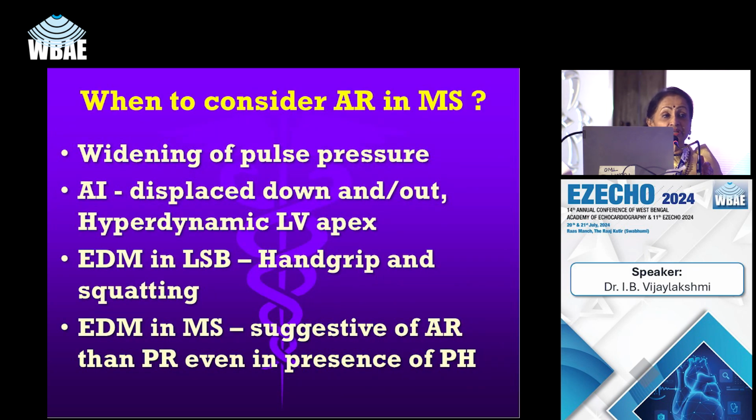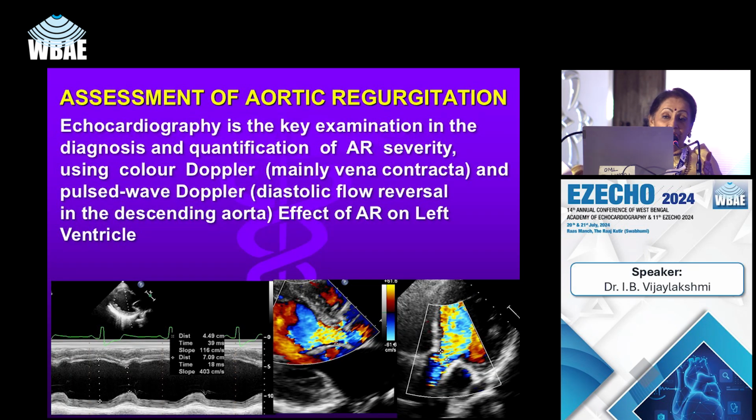But what is important is, if there is an eccentric jet and then there is a reflux into the pulmonary veins, it is severe. Though vena contracta or the eyeballing is not correct, that is very important. So when there is a combination of MS with AR, as in our case, this is the most common one. Only 10% of them have severe AR. Most of them have mild.